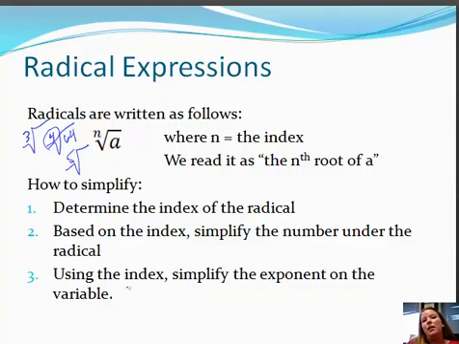Alright, write this down so you know the vocabulary: index, simplify. But really, to understand this, you just have to look at examples. So let's do an example.